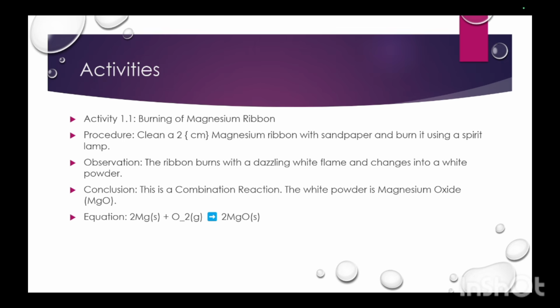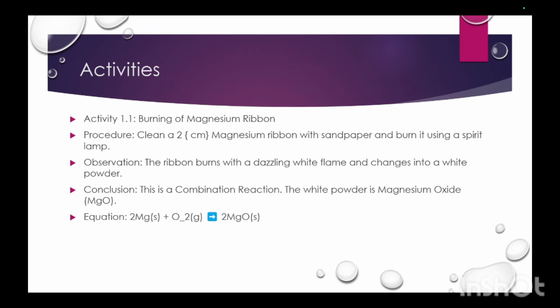We have Activity 1.1, in which we burn the magnesium ribbon. The procedure: why do we always clean the 2 to 4 cm magnesium ribbon with sandpaper and burn it usually with a spirit lamp? Two questions are expected here. Why do we use the spirit lamp, why not a matchstick? When you are burning the magnesium ribbon, it suddenly catches fire. If you are using a matchstick, you can get burned or injured.